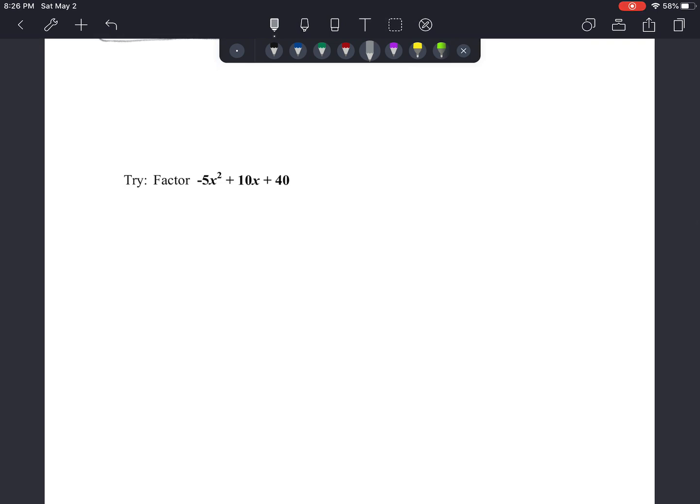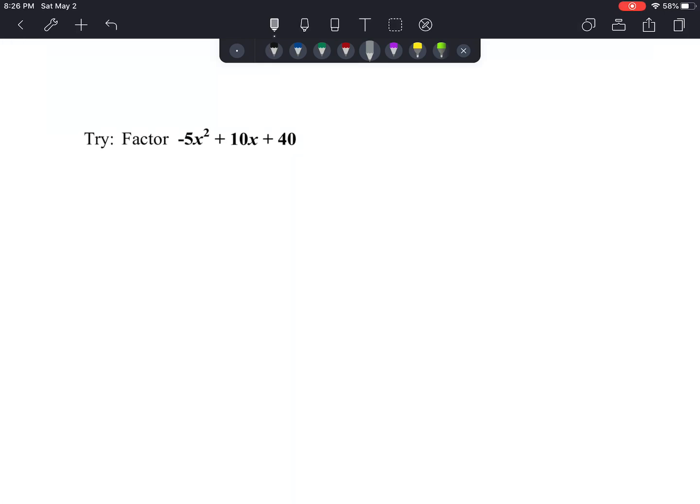Here's one for you to try, and then I'm going to show you how there's not always a greatest common factor. Sometimes we've got a leading coefficient that we need to work with. So go ahead and press play, and when you're ready to check your answer, come on back.